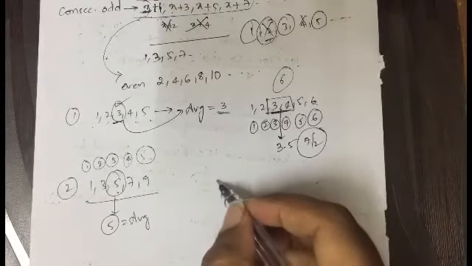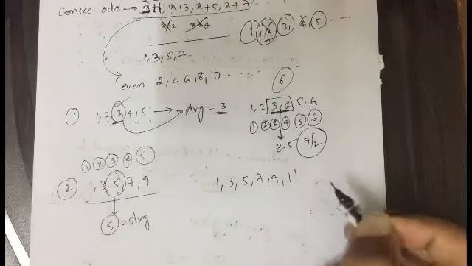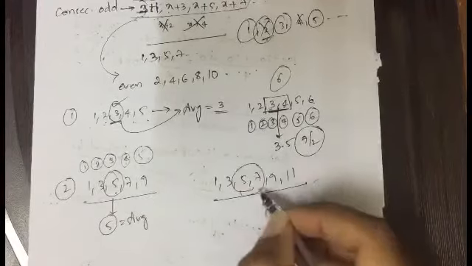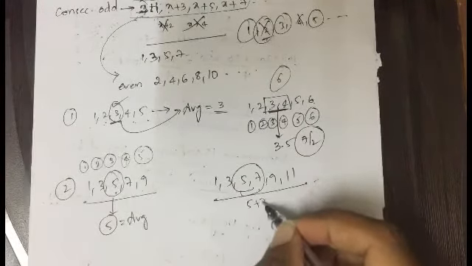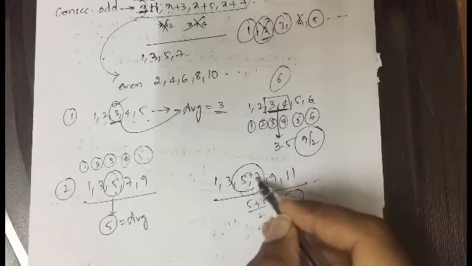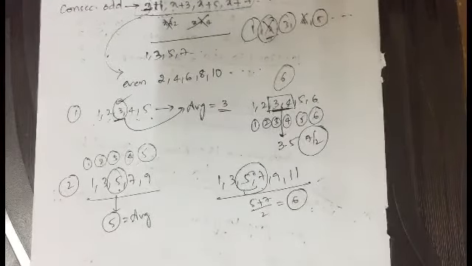Very simple. And in case of 1, 3, 5, 7, 9, 11, we have an even number of positions. So here you have to find out the average of 5 and 7, which is 5 plus 7 divided by 2, that is 6, nothing but the number which is between 5 and 7. So this is very simple, how to find out the average of consecutive numbers.